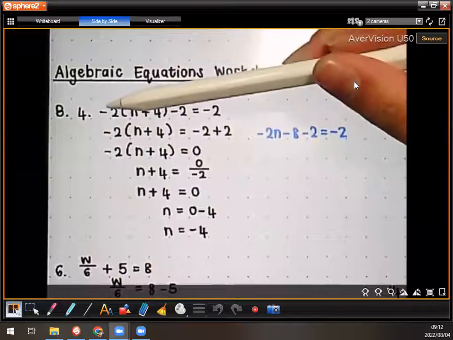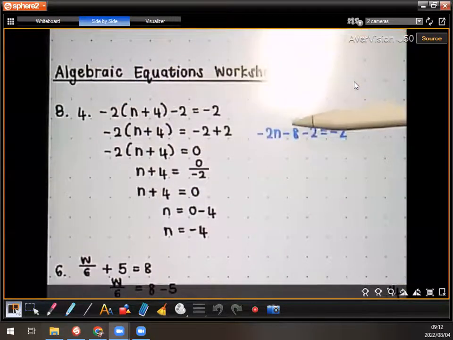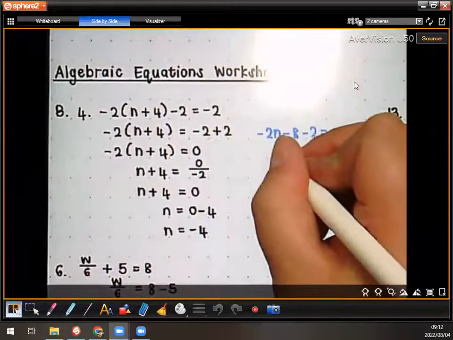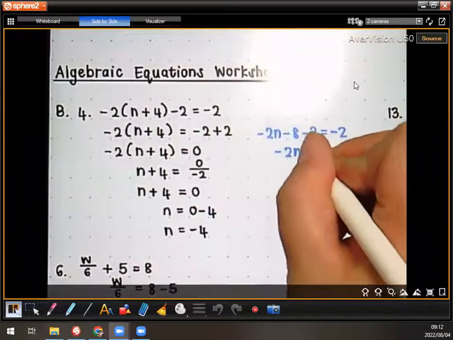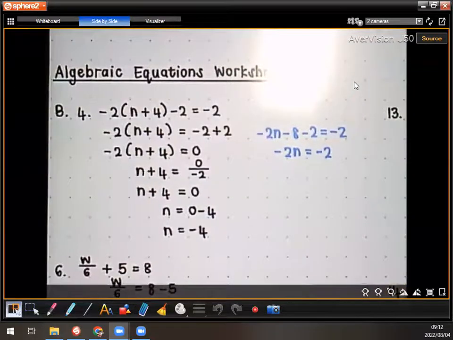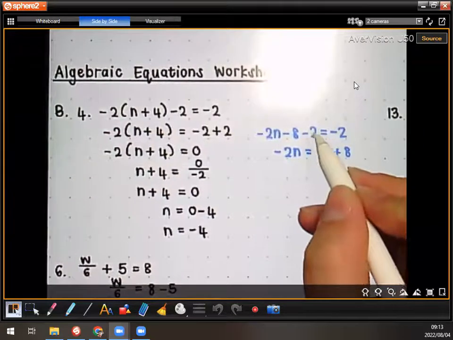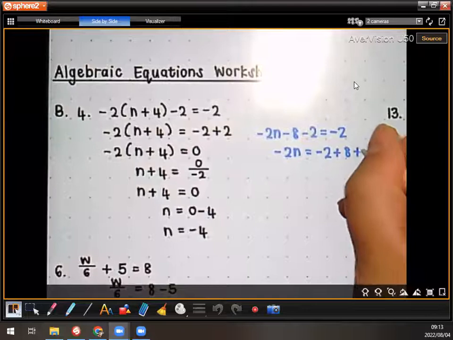If you multiply that negative 2 by n, you get negative 2n. Negative 2 times 4 is negative 8. There is that negative 2, there is that negative 2. Then you would have negative 2n. On the other side, you had a negative 2 already. What's the opposite of subtracting 8? Adding 8. And then what is the opposite of subtracting 2? Adding 2.